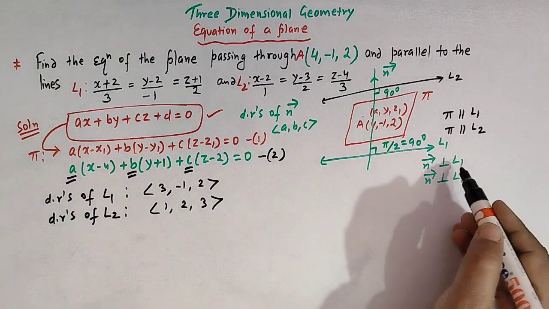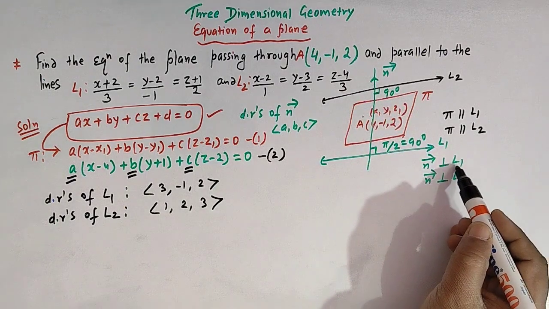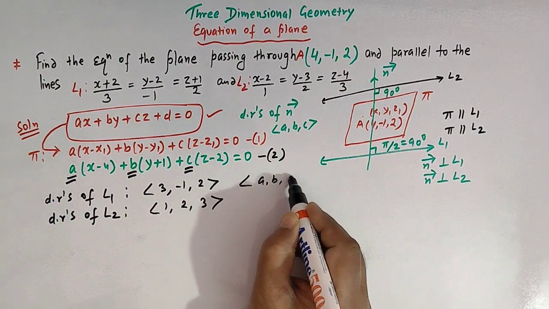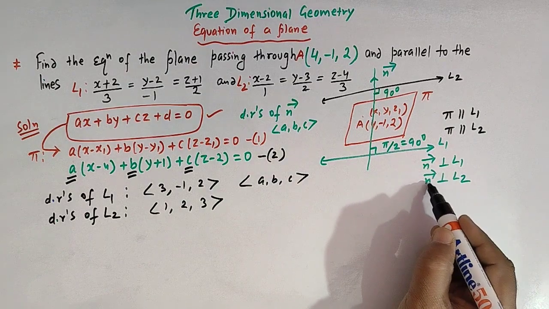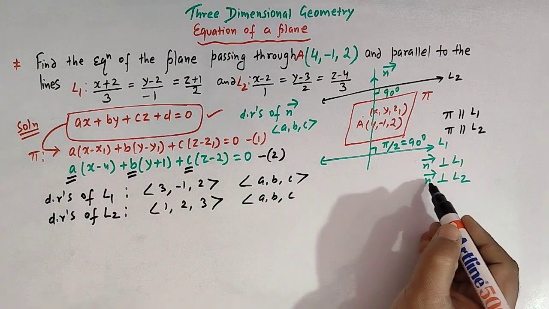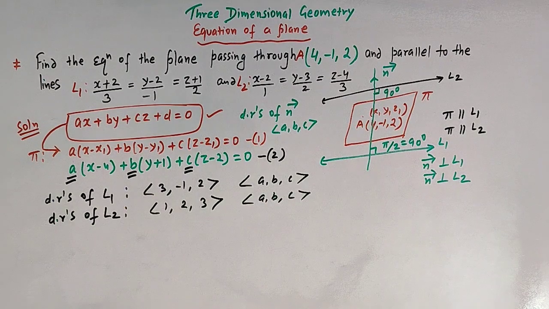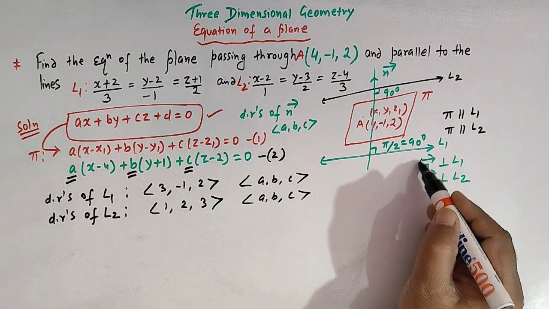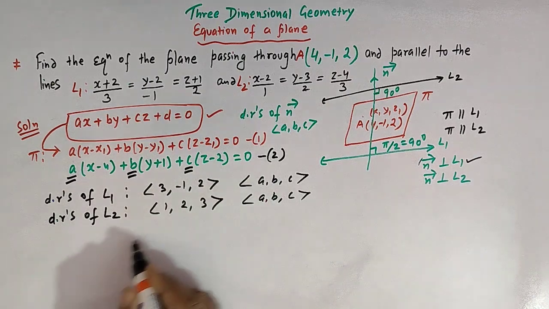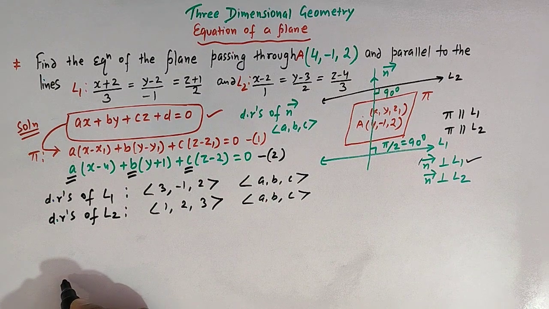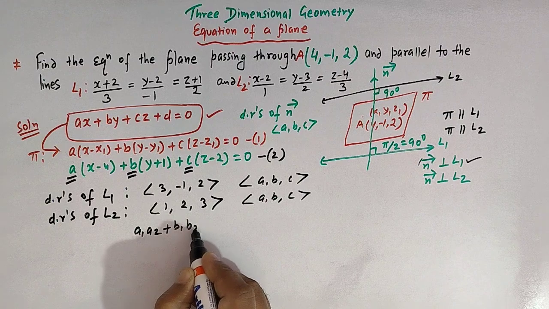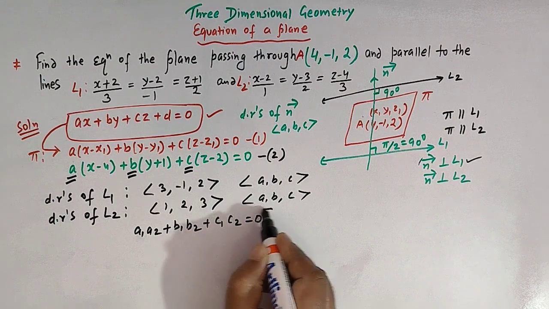Now the normal vector is perpendicular to L1, and the DRs of the normal vector are A, B and C. This normal vector is also perpendicular to L2, and again the direction ratios of vector n are A, B, C. When this normal vector is perpendicular to L1, we use the condition that if two vectors are perpendicular, then a1a2 + b1b2 + c1c2 = 0.